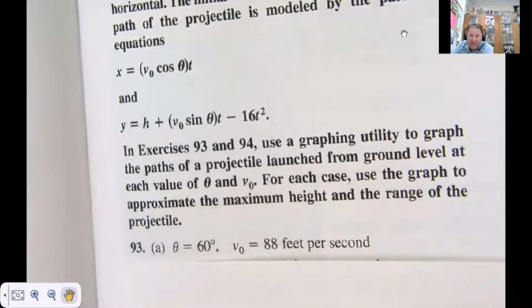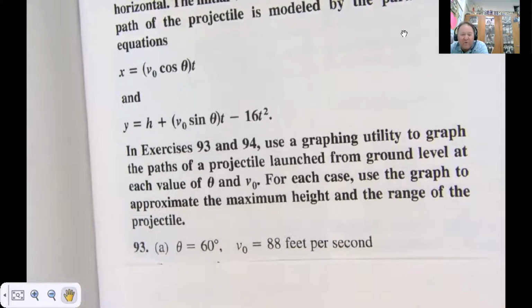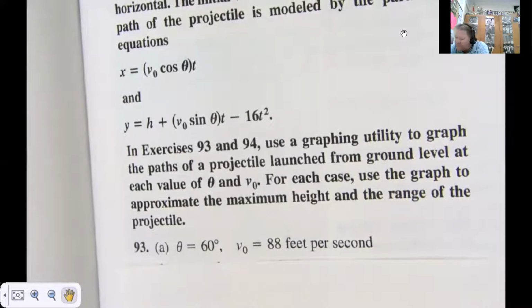Okay, here we go. I haven't even read the question. Use a graphing utility? We're not using a graphing utility. We're going to do what we got. Skills, man. We got skills. The question says: the utility should graph the paths of projectiles launched from the ground. For each case, use the graph to approximate the maximum height and the range of the projectile. Okay, let's see if we can do that.